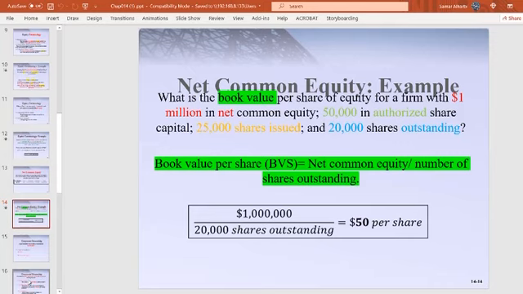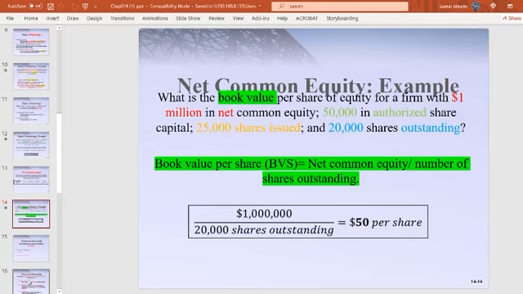Because they issued the 25. But if you check the market, you will find only 20, which means by default they repurchased 5,000 shares from the market. Now, this is just the details from the question.